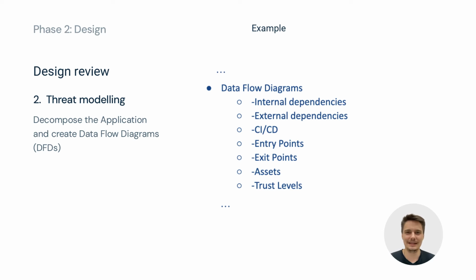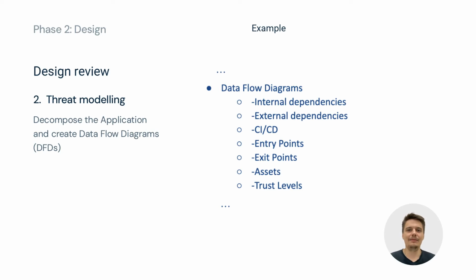Entry points. These are the interfaces where the application receives data. It can be a web form, an API endpoint, or even a file input. Identifying these helps us guard against injection attacks, among others. Exit points. Just as important are the exit points, where data leaves the application. These need to be monitored and controlled to prevent data leaks and client-side attacks.